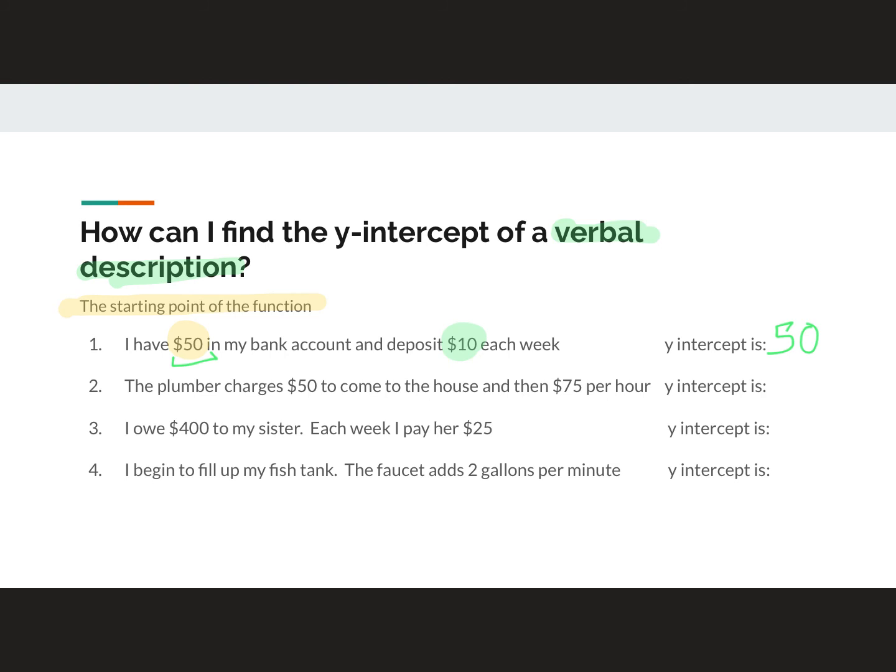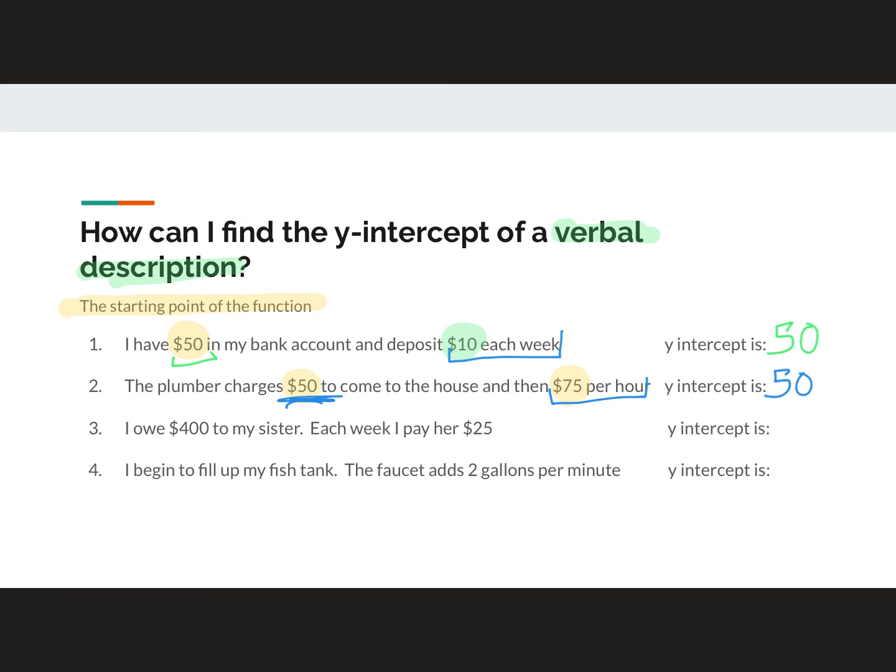Let's look at the next one. The plumber charges $50 to come to my house and then $75 per hour. Notice something. This one is $10 each week, $75 per hour. Those are our rates. We're looking for the starting point here, though. So the starting point here is, again, 50.